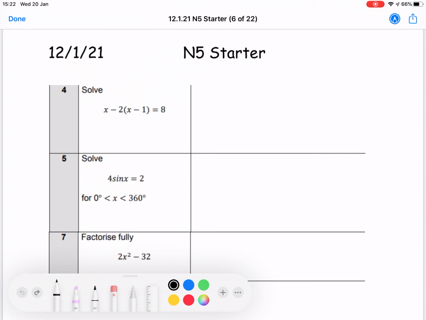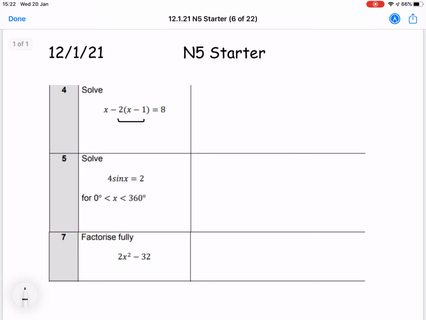Here are the answers to these 3 revision questions. So question number 4 is solving an equation. The first thing we need to do here is remove this bracket. So your first line of working is going to be x minus the 2 times x, so 2x, and then that minus 2 times that minus 1 is going to become plus 2 equals 8.